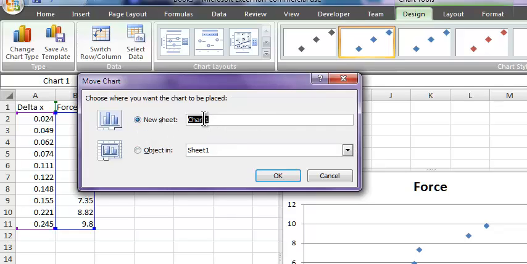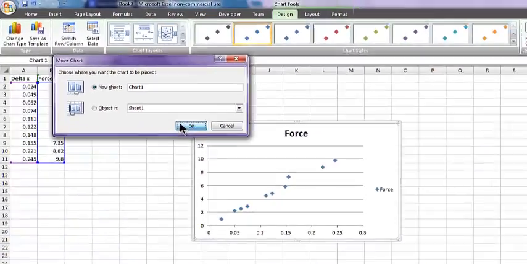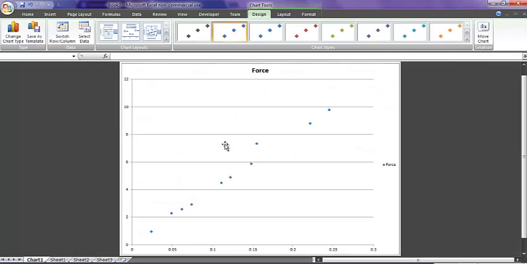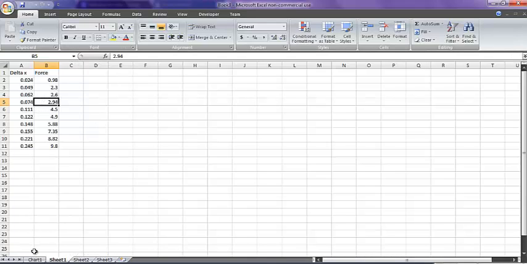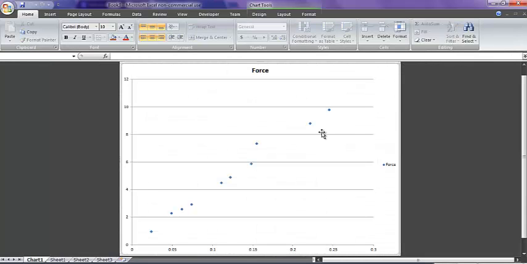Now, yours probably will say Chart 1. If it says something else, that's fine. Whatever it says, that'll be the name it gives to the sheet. So when I click OK, it moves it off of here and moves it to its own sheet. If you look down here in the bottom left, I now have something called Chart 1, and over here, Sheet 1, is where all that data was. Okay, let's go back to Chart 1 and look at it. Now, yeah, that data looks okay. The bigger it is, the more you can tell I obviously did something wrong there, and that's a little high, and that one looks a little low to me.